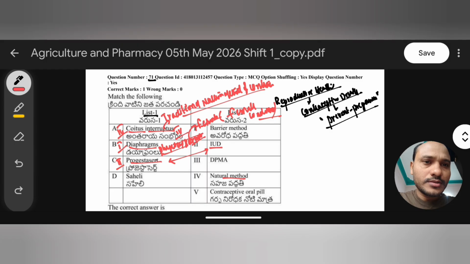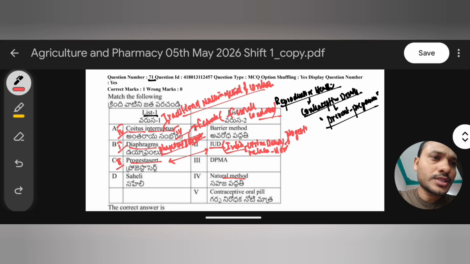So generally which hormone is released here? IUD means intrauterine device, so in this intrauterine device we use progesterone. Which hormone is released? Progesterone hormone.